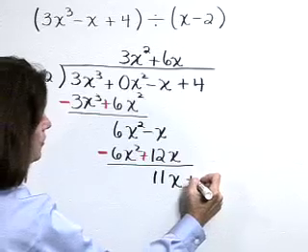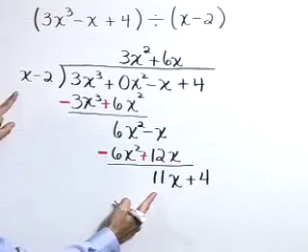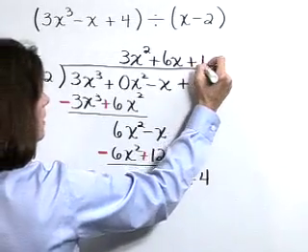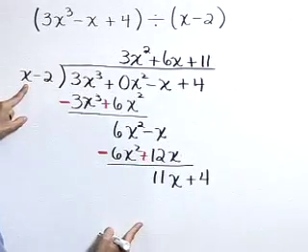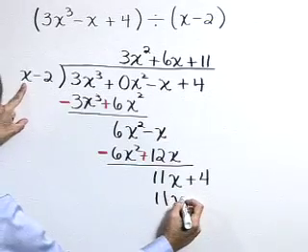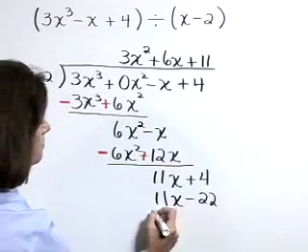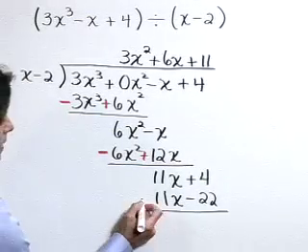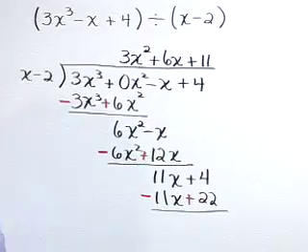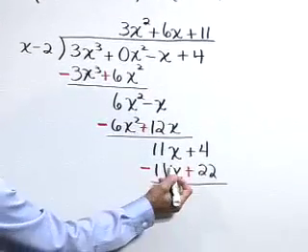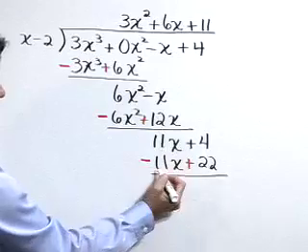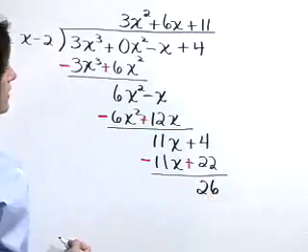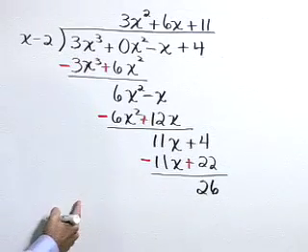Let's drop our last term, the plus 4, and do this one more time. x goes into 11x 11 times. Multiplying back, we get 11x minus 22. Let's subtract by adding the opposite or changing signs and adding. 11x plus a negative 11x cancels. 4 plus 22 is 26. So we've performed this division.